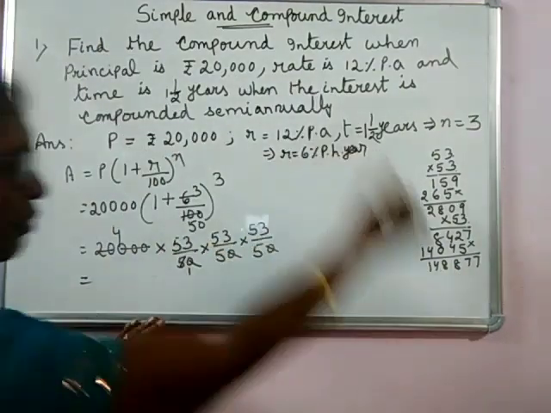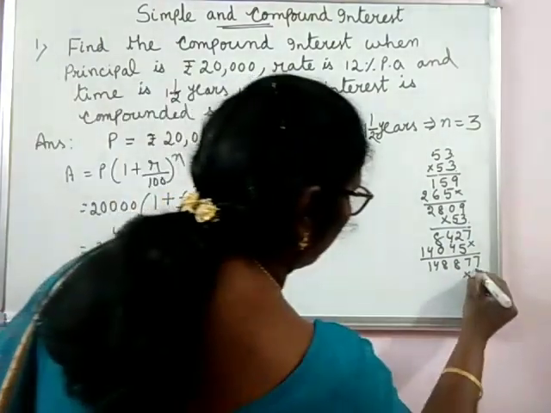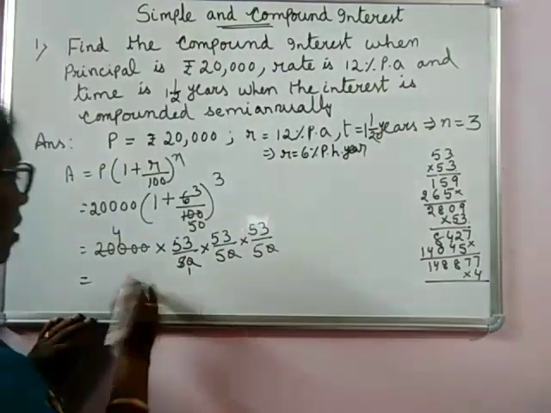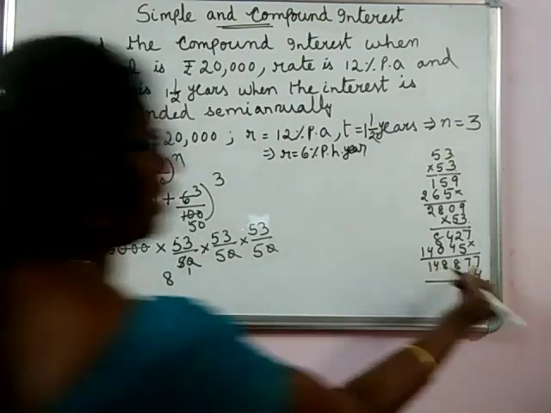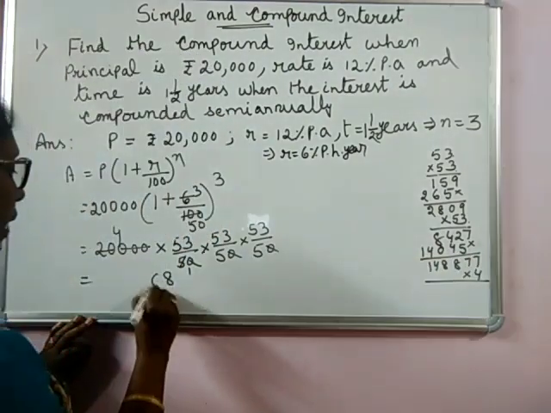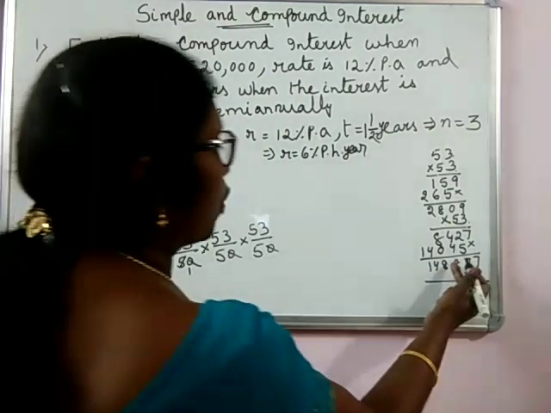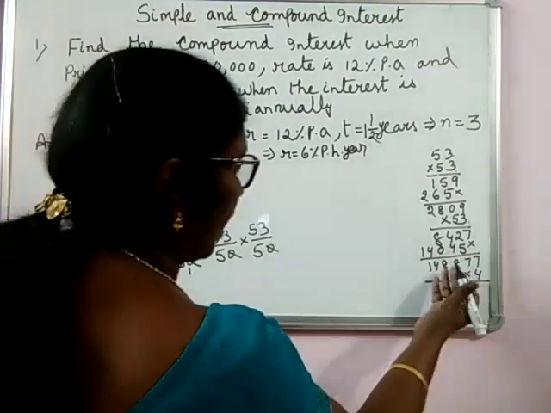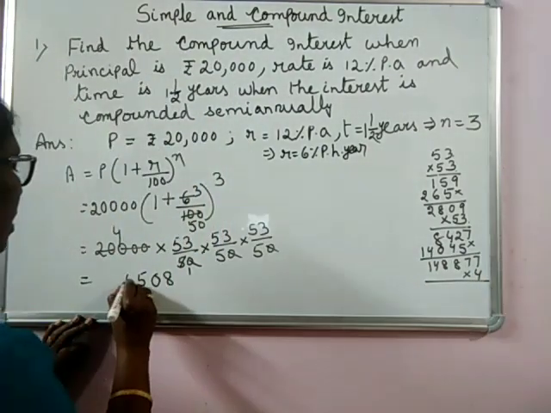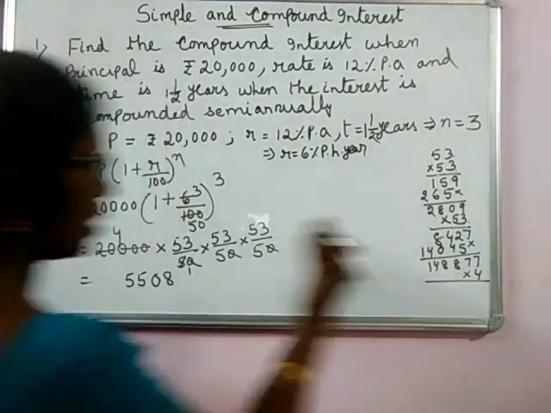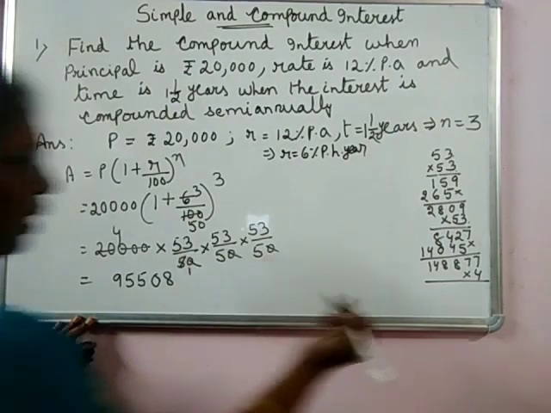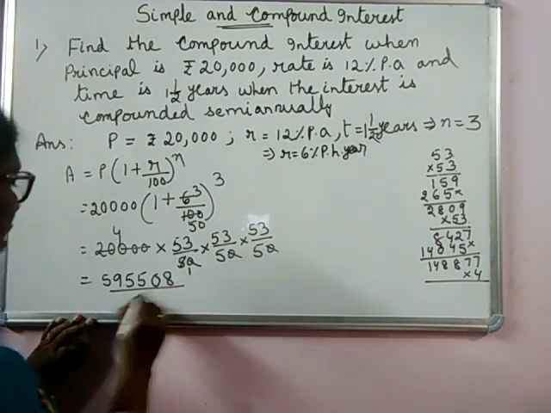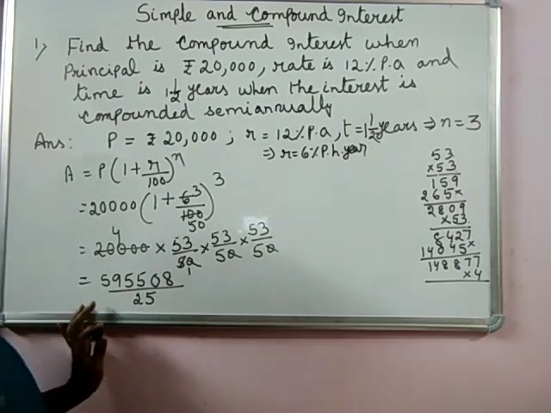53 into 53 into 53 we did, into 4. Let me multiply and write here. 4 7s are 28, 2 carrying, 4 7s are 28 to 30, 0, 3 carrying, 4 8s are 32, 3, 35, 3 carrying, again 4 8s are 32, 3, 35, 3 carrying, 4 4s are 16, 3, 19 and 1 carrying, 4 1s are 4, 1, 5. By 5 5s are 25.